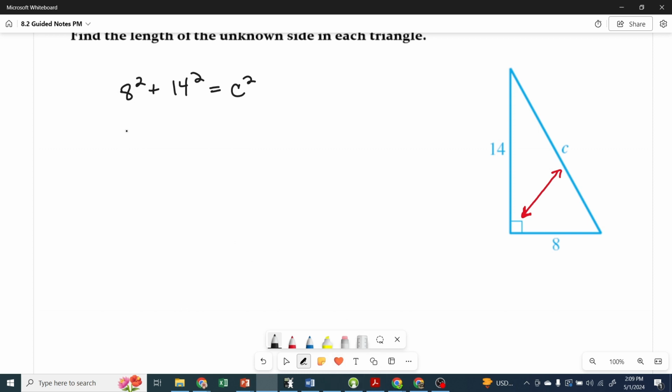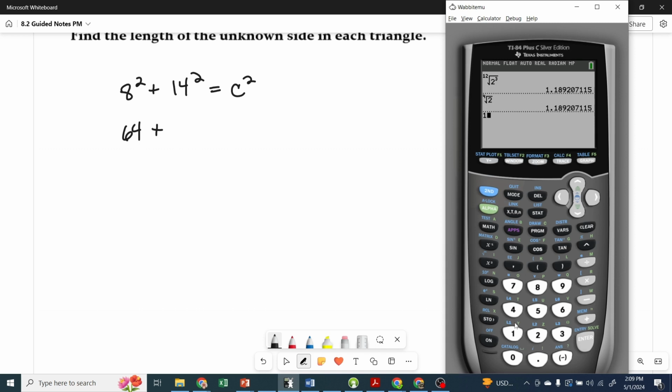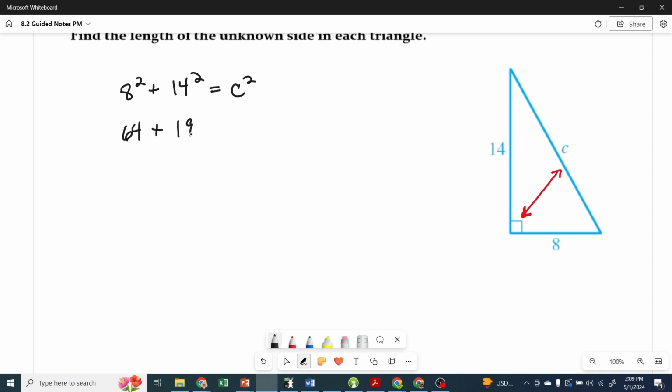So 8 squared is 64, and 14 squared, you just take your calculator, is 196. So 64 plus 196 equals C squared. Oh, excuse me, I'm jumping the gun here. So this is C squared, so 260 is equal to C squared. I can take the square root of each side here, so the square root of 260 is equal to C.